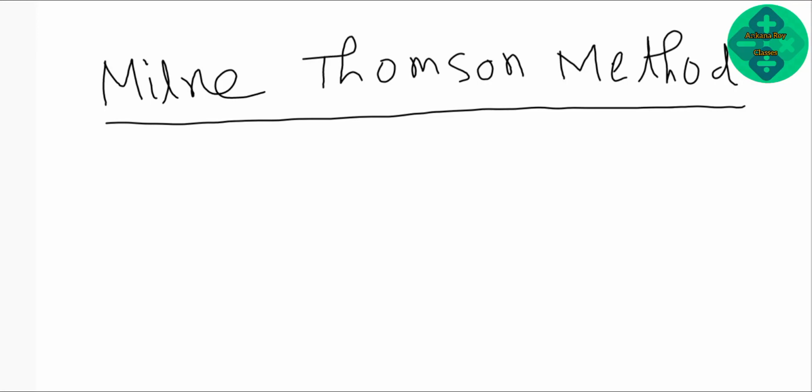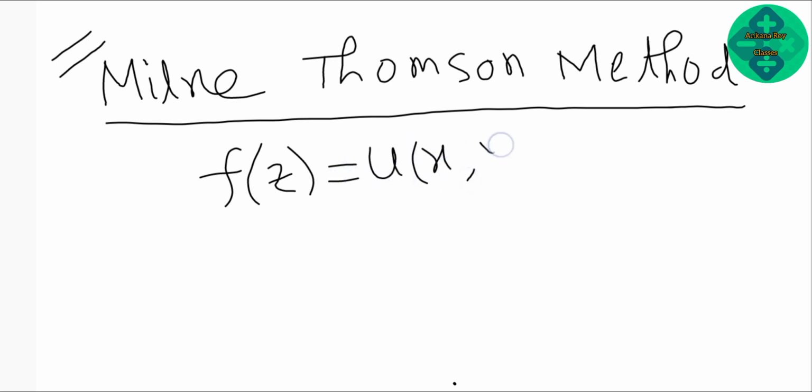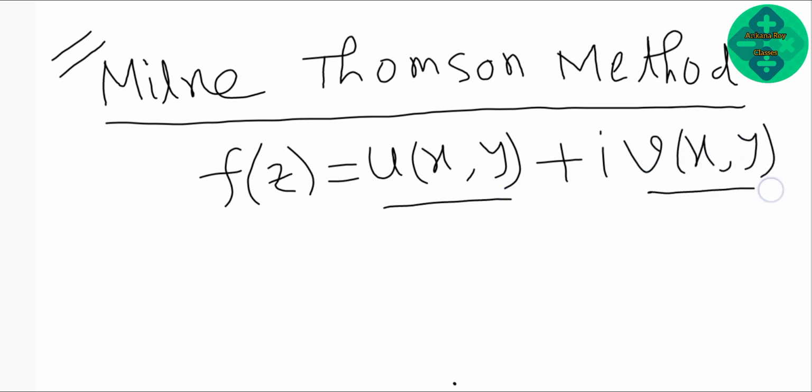Hello everyone. Today we will discuss the Milne-Thomson method, which is a very important part of complex analysis. In this method, f is a complex variable function, that is, we take f(z) is equal to u(x,y) plus i times v(x,y), where u(x,y) and v(x,y) are the real and imaginary parts of the function f respectively. Here it is also assumed that f is analytic.